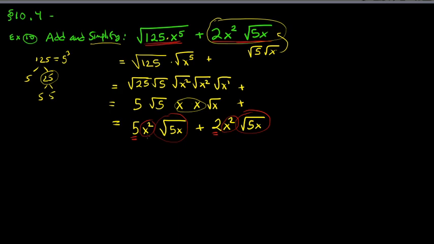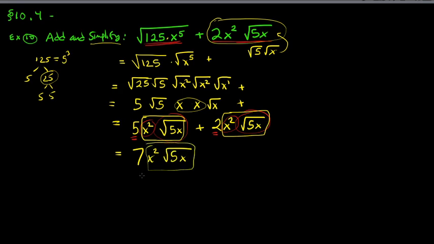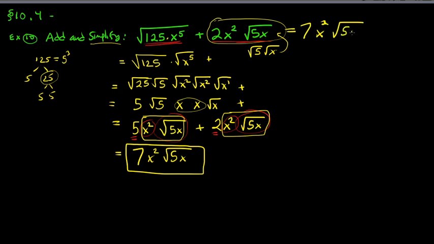So those are what you add, 5 plus 2, which is 7. Think of 5 of these boxes plus 2 of these boxes is 7 boxes: 7x squared square root of 5x. That's this box here, so you have 7 of them. And that's it. That's our final answer. So all of this, when you simplify it, you just get 7x squared times the square root of 5x.